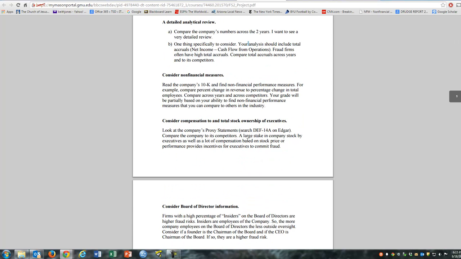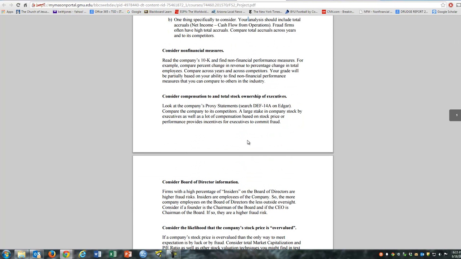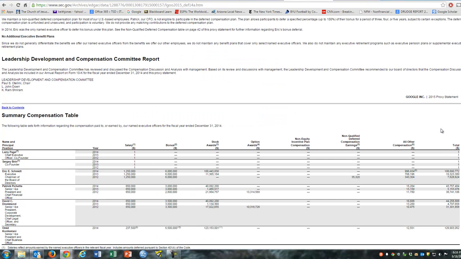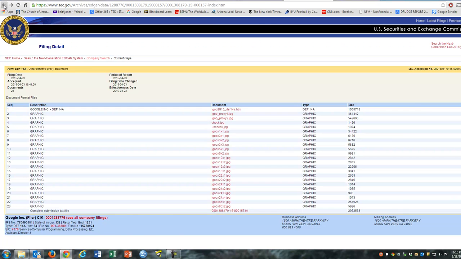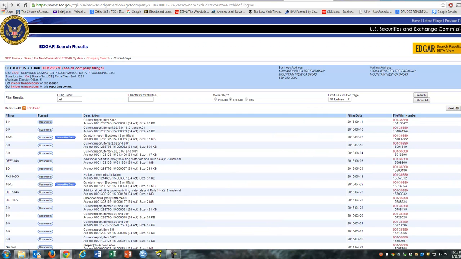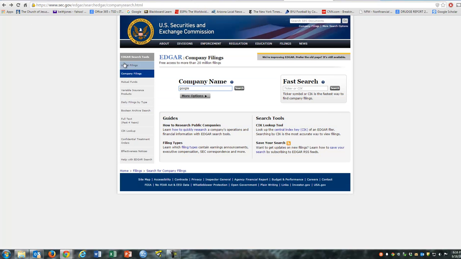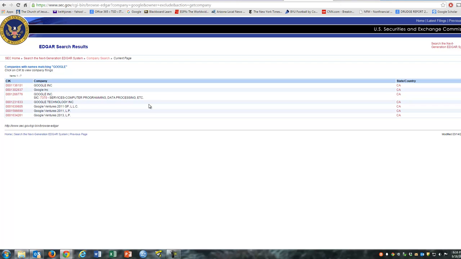The other thing that you want to consider is compensation to and total stock ownership of executives. So the way that you do that is you go to the SEC website. I'll show you here. I just brought up Google's proxy statement. But the way I did that, I'll go back, is you go to the SEC, search on EDGAR company filings. I just did a search on Google. I clicked search and brought up Google.